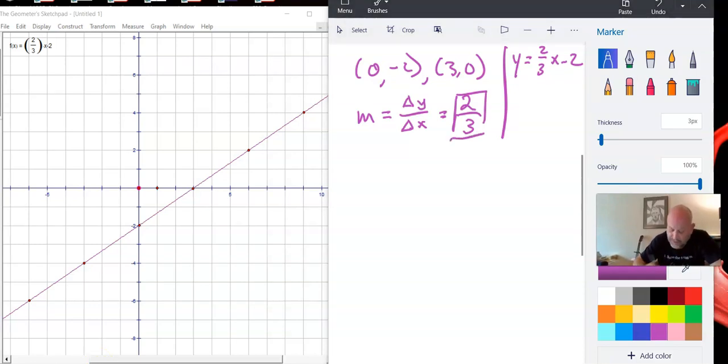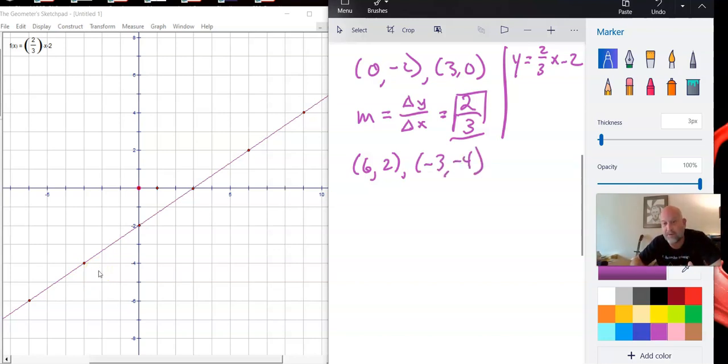Now, let's pick two other points. Let's say I pick this point and this point. That point is the point 6, 2. And this other point down here was the point negative 3, negative 4. So they're completely separate points. Both points are different, but they are points on the same line. That's the only thing these points have in common, is that they are points on the same line.